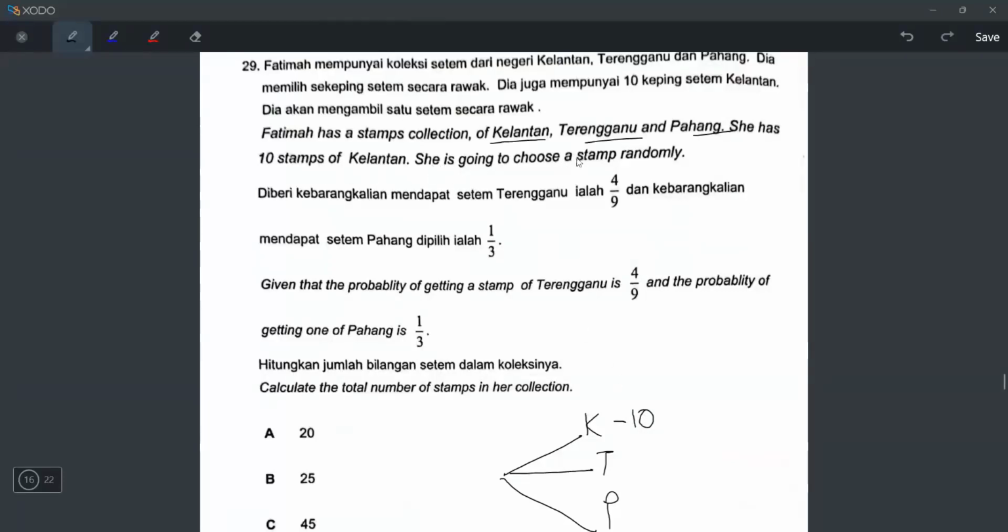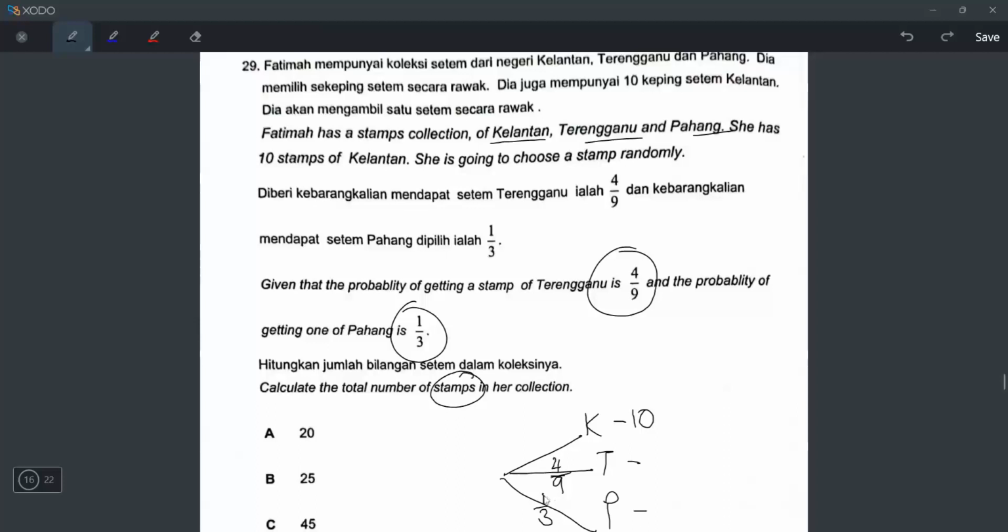Then they say she is going to choose a stamp randomly. Given that the probability of getting a stamp from Terengganu is 4/9, I will not write that here, because this is for me to write the number. I will write it on the line. And the probability of Pahang is 1/3. Same thing, I'll write it on the line for Pahang, because this is not the number. Now they say, calculate the total number of stamps in her collection.